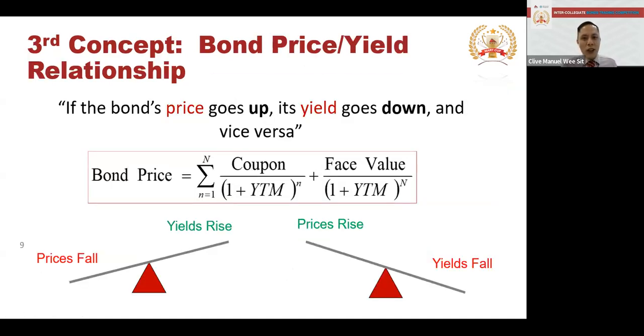And then third, let's now try to tie this up. What is the yield and price relationship in the bond space? Looking at this formula, you can see that mathematically, there's an inverse relationship between your bond yield and your bond price. As your yield goes up, the bond price goes down. As your yield goes down, the bond price goes up. So that is the mathematical relationship between bond price and yield.